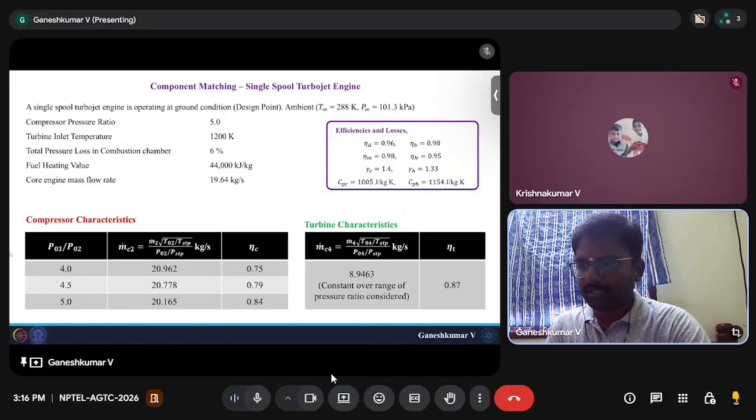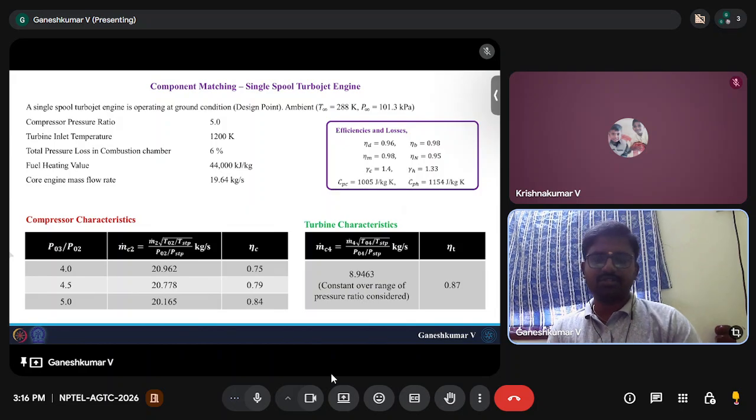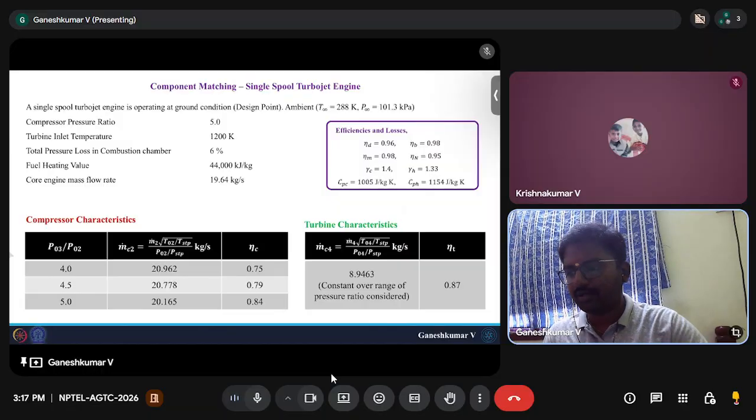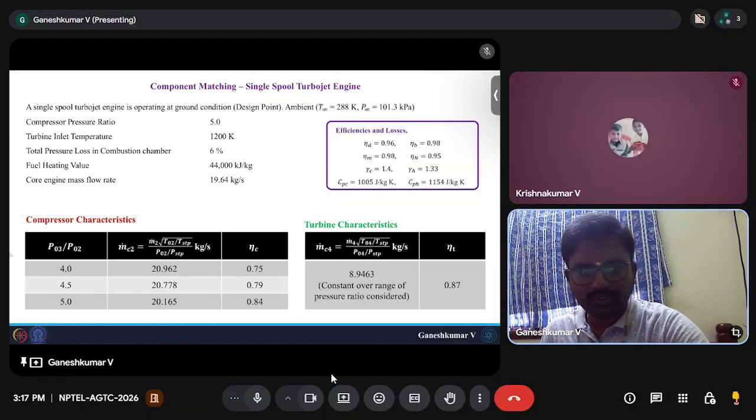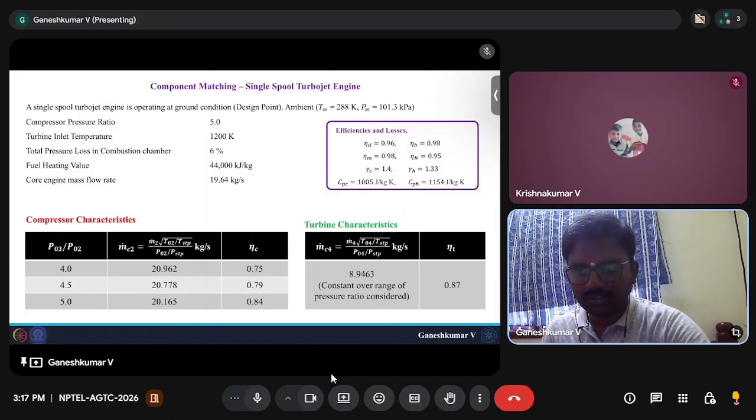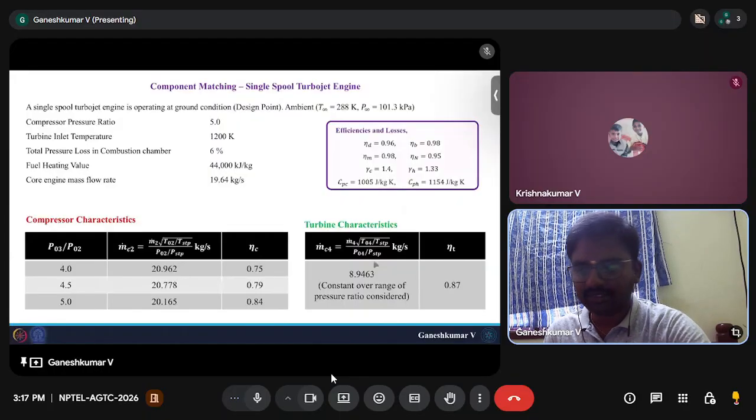Similarly, for turbine characteristics, the m dot C4 and the turbine efficiency, how it is going to vary with the pressure ratios across the turbine. Here, for simplicity, we have considered the turbine characteristics to be constant for the entire pressure range. However, for the compressor, the characteristics are varying.